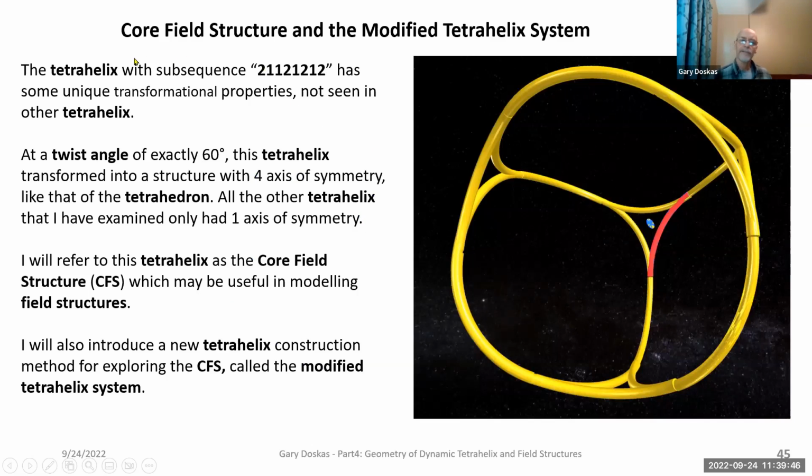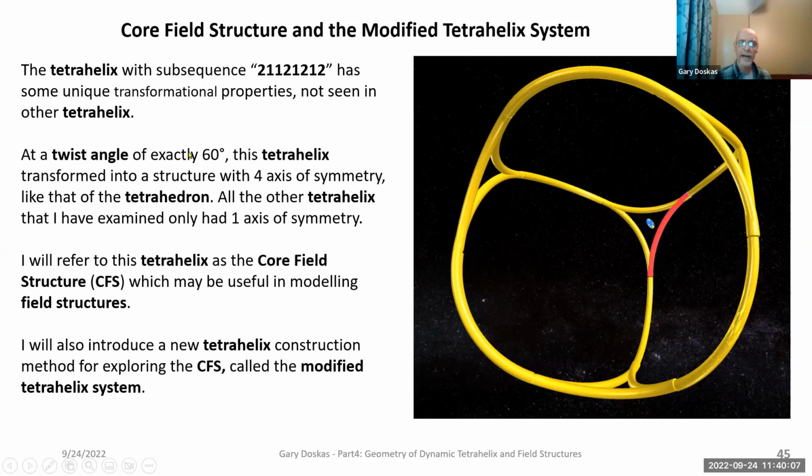So now we're going to move on to a structure that I call a core field structure, and I'll also be describing a modified tetrahelix system. So the tetrahelix with this subsequence that I've been using of 21, 12, 12, 12 has some unique transformational properties not seen in other tetrahelix.